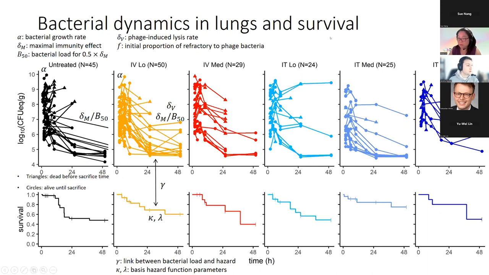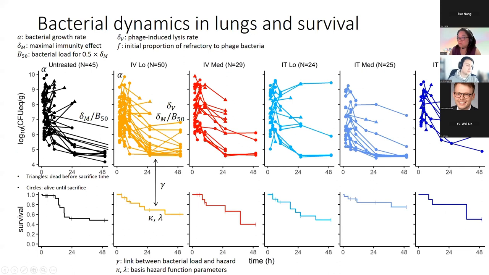So we have now the bacterial load data. You can see on the top in the different arms, in black the untreated, and in the colored lines the treated mice. We don't see a lot of difference because there is so much inter-individual variability. And also, in terms of survival, we cannot really see a pattern with the different doses or the different administration routes. But here, for example, the dose is higher than in this group, but the survival seems to go a little bit down.